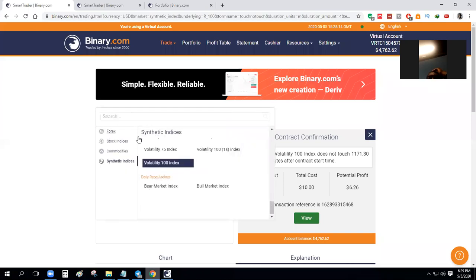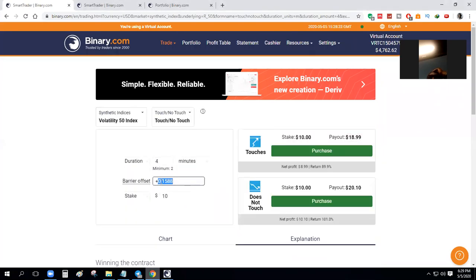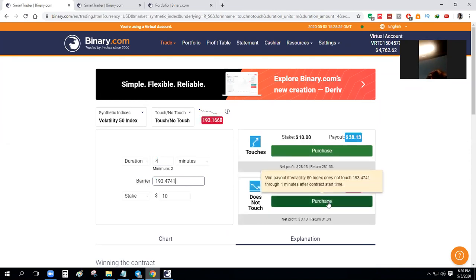Proceed to your broker and look for 50. Then place your value there. Now remember, we don't need the plus. And choose your expiry time, then place a trade.